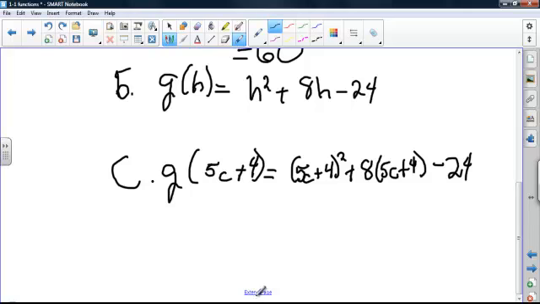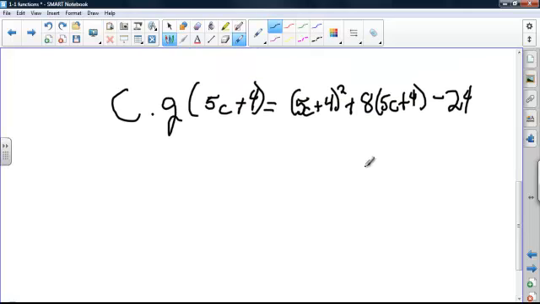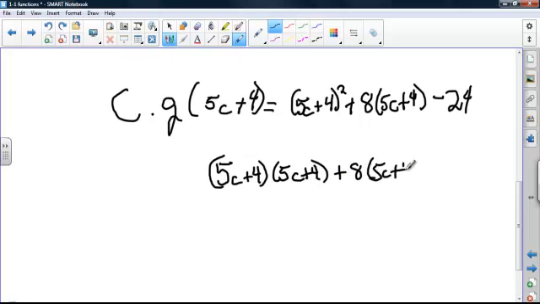Now, we're going to have to do some calculations here. We're going to have to expand that out so that we can see if it simplifies. Now, so many of you make this mistake. This 2 does not, let me repeat, does not just get put into that. We have to take that and expand it out. 5c plus 4 times 5c plus 4 plus 8 times 5c plus 4 minus 24.